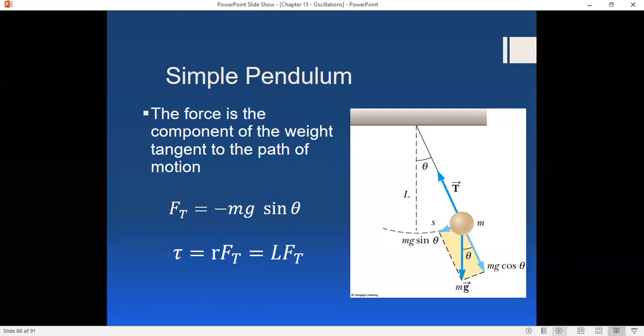One way of looking at this problem is a circular motion problem. And we always talk about the bob following the circular path. And instead of force, let's talk about torque. The torque for a tangential force is equal to the lever arm, which becomes the length of the rope, times the tangential force, which now becomes L Ft.